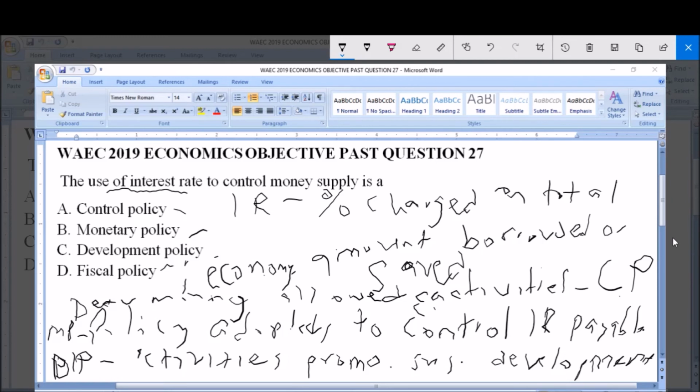So from this we see that the option that has something to do with interest rates is the monetary policy, and we see that it is a policy adopted to control interest rates payable. So the use of interest rates to control money supply is B, Monetary policy. So option B is the correct answer.